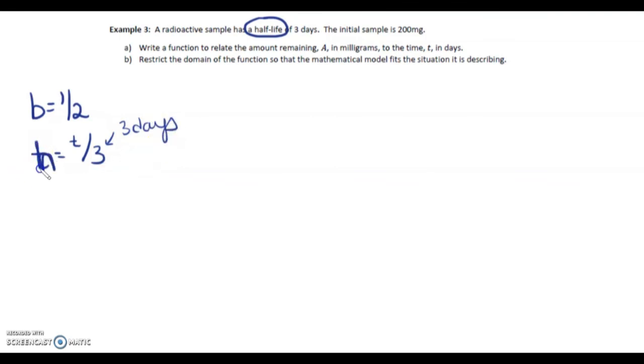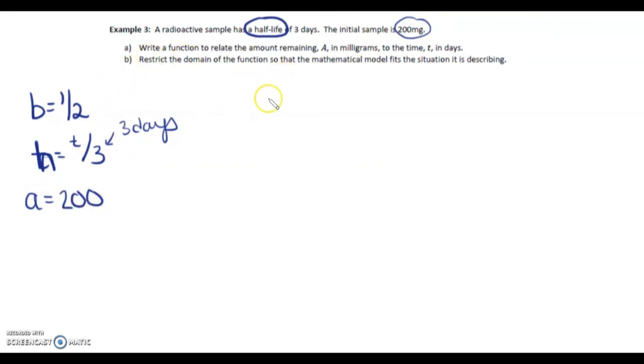Okay, example 3: a radioactive sample has a half-life of 3 days. So we know that the base is going to be 1/2, and the exponent is going to be some time over 3, because it's every 3 days. This is actually called age. So the number of half-lives that occur is t over 3. Initial sample is 200 milligrams, so our a value, our start value, is 200.